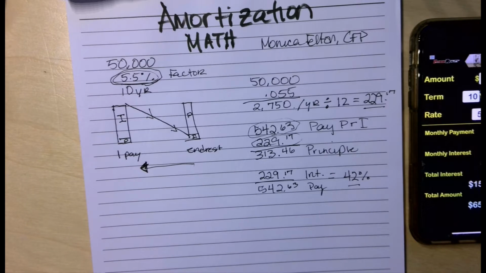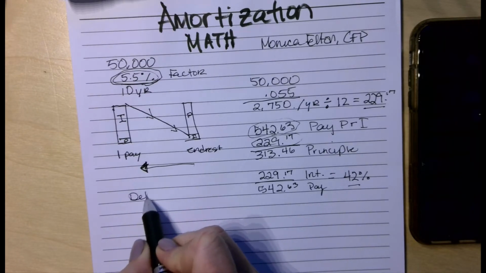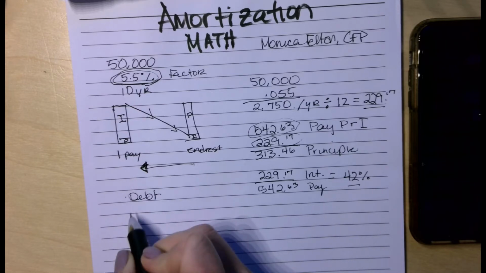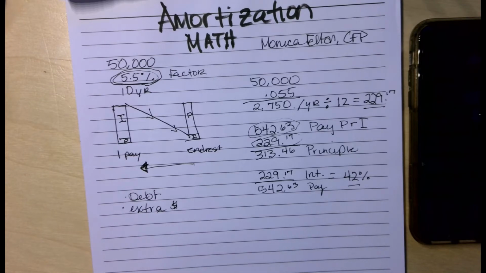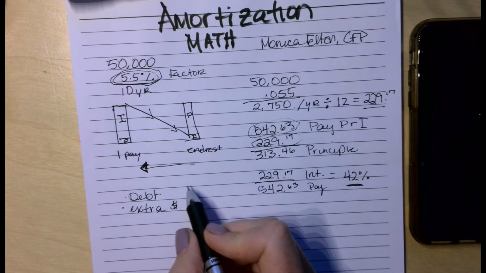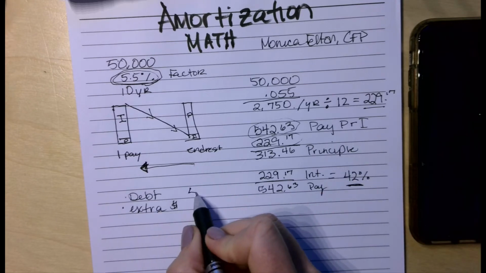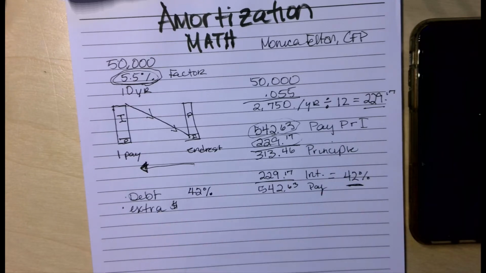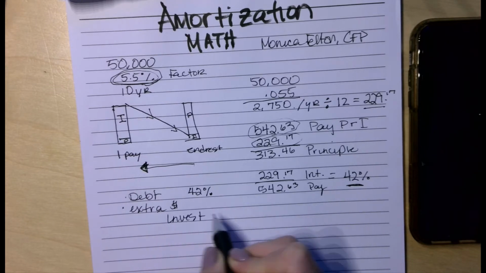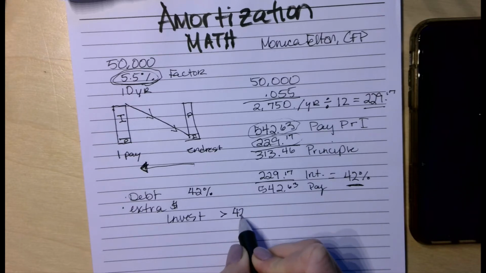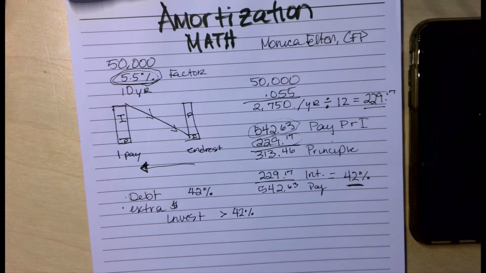Now, I have people come to me all the time and say, hey, Monica, I have debt, but I have extra money, and so I want to invest that extra money. Well, what I have to help people understand is that your debt in this example is actually costing you 42%. So unless I can invest someplace where I'm making greater than 42% in this example, then I'm moving backwards.